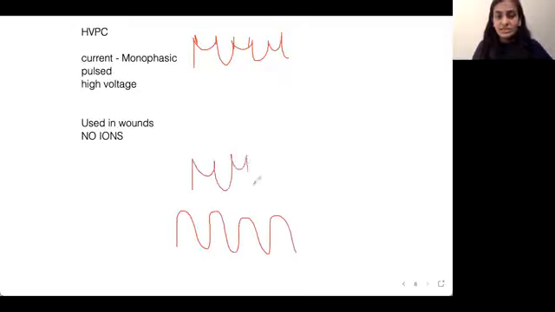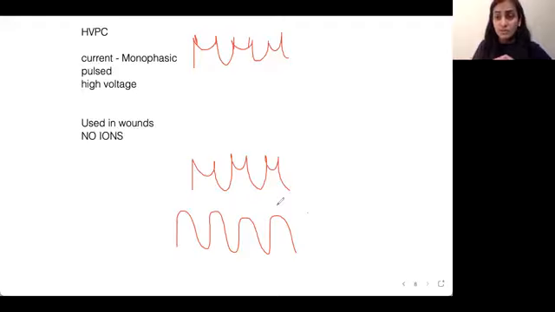HVPC looks like this with a twin peak. Okay, it is pulsed. All right. So now, if somebody tells you, okay, for a bacterial infection, what do we use? We can use a cathode as a polarity with HVPC, and we can use anode for a culture-free wound or a non-infected wound. HVPC does not use ions.